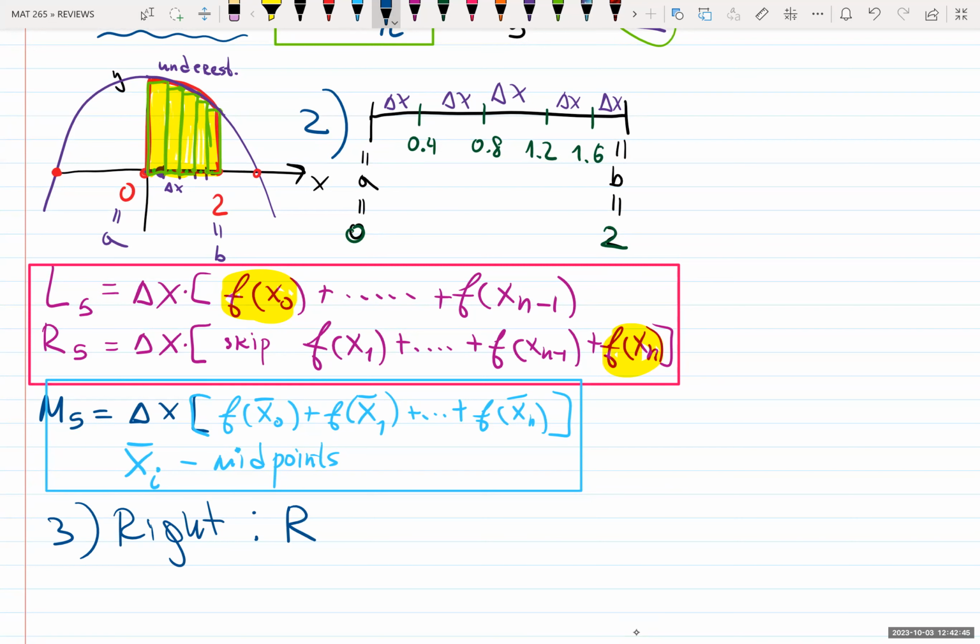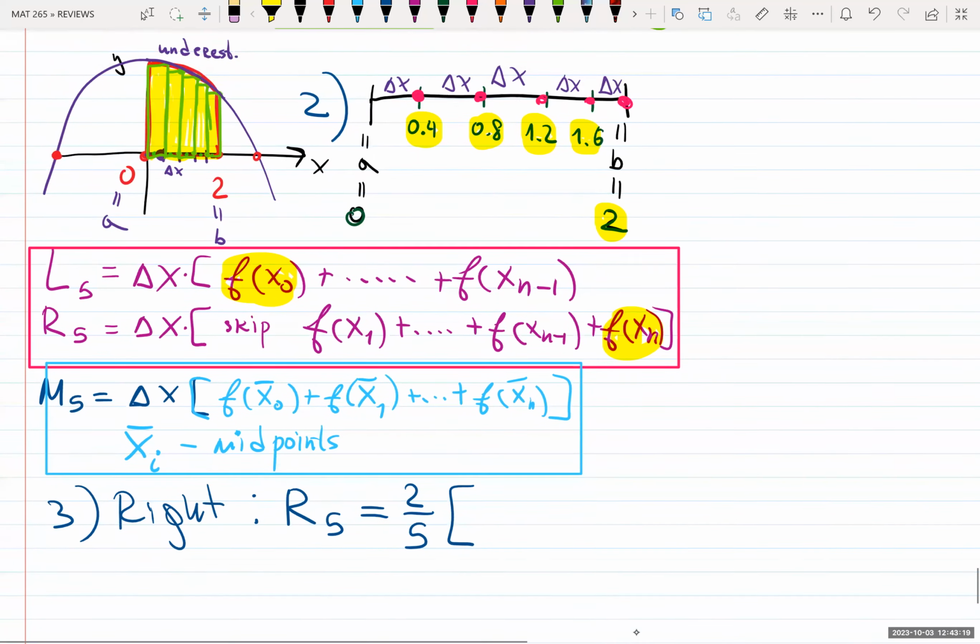So it's going to be R, and the notation is R sub 5 equals. And we know the formula. Delta x goes first. That's 2/5. Open your brackets, and you skip the first one. I'm going to take a highlighter, and I'm going to highlight to myself which ones I'm going to use: 0.4, 0.8, 1.2, 1.6, and 2. Only the ones on the right. So let me show you in red. Right endpoint, right endpoint, right endpoint, right endpoint. I cannot use the first one because it's the left one, and I cannot use the last one for the left sum because it's the right one. That's kind of the idea.